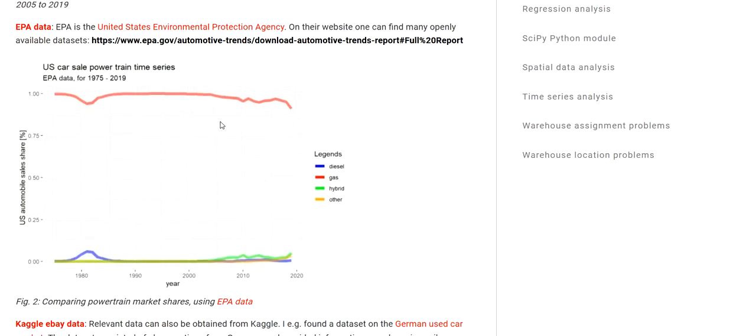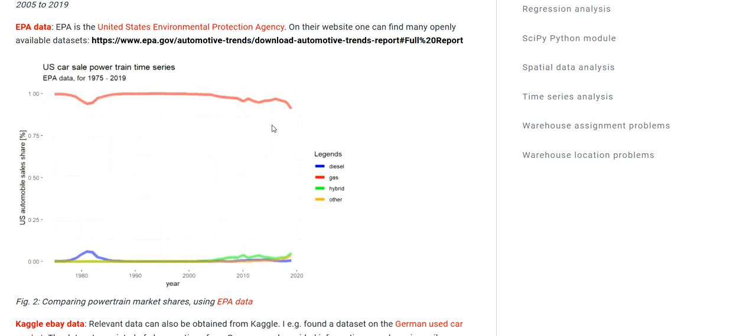The second source I would like to highlight is EPA. EPA is the United States Environmental Protection Agency, and they provide a series of data sets related to the automotive industry as well. One of them being the share of powertrains related to US automobile sales. Here you can find a time series plot where I plot the share of total sales volume in percentage points. That means we're going here from 0% to 100% on this chart, looking at the y-axis.